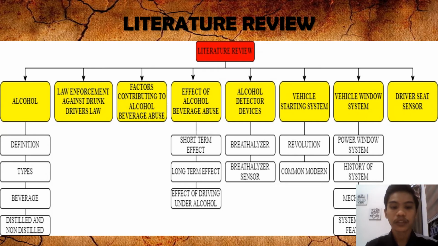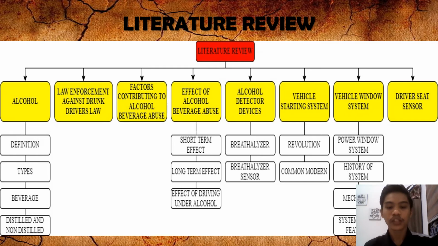For the short term, it depends on the intake of alcohol. For 1 until 2 drinks, BAC, blood alcohol content, is below 0.05. For 3 until 4 drinks, BAC is 0.05 until 0.1. For 5 until 7 drinks, BAC is 0.1 until 0.15. It increases by 0.05. This depends on the intake of alcohol.